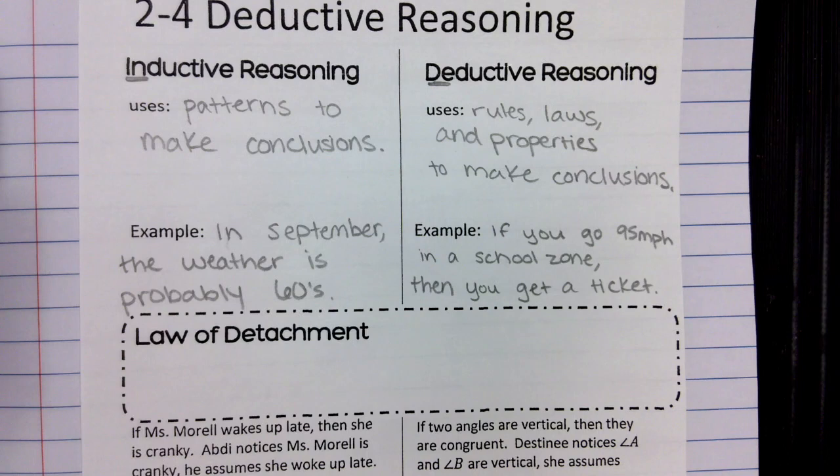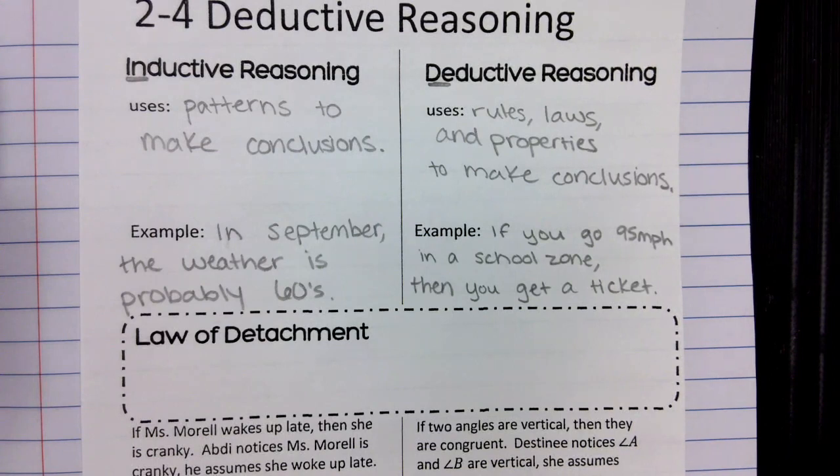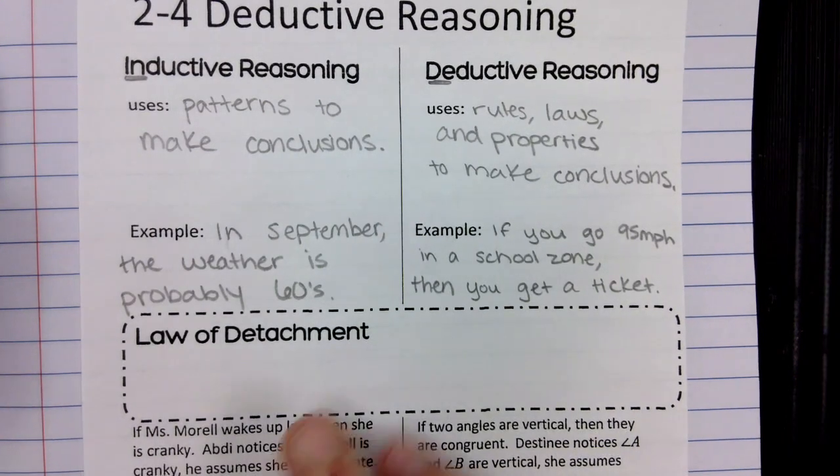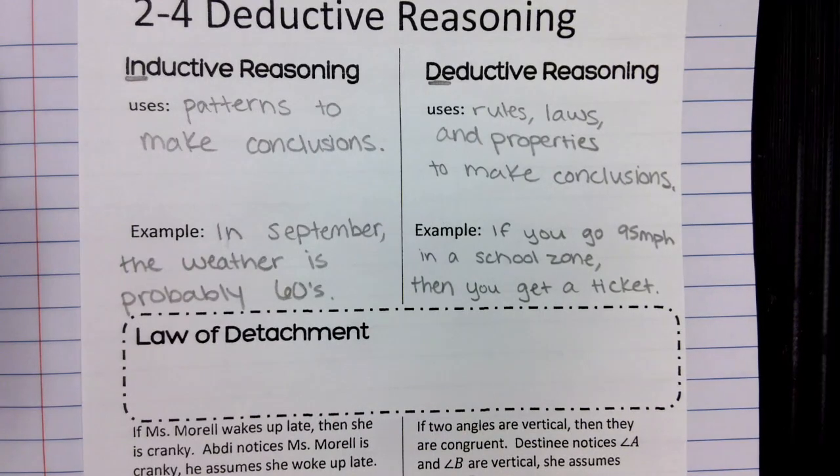Alright. So we're going to do 2 laws today in math. A law in math is something that we don't necessarily prove. We can show why it works, but we know it's a fact. It's a law. It's something that we can go by. It's something we can use. Okay? So law of detachment.